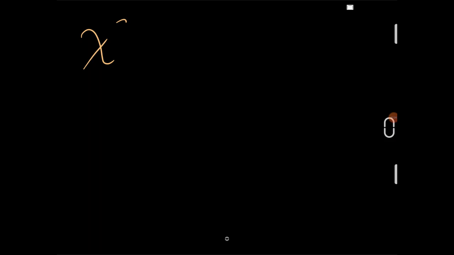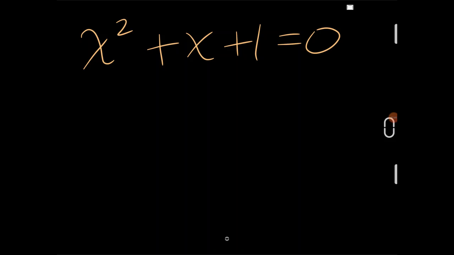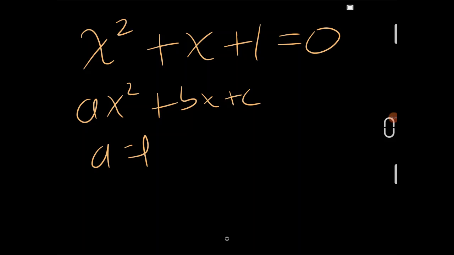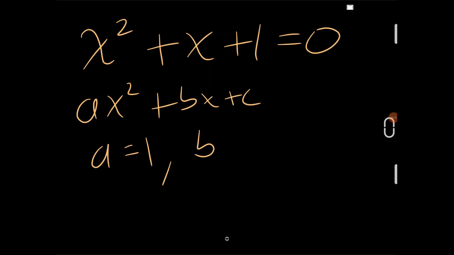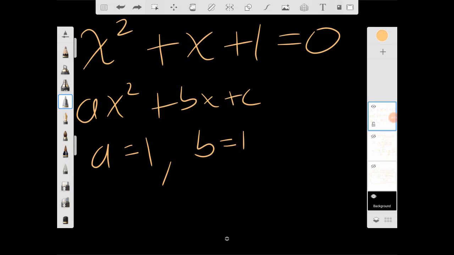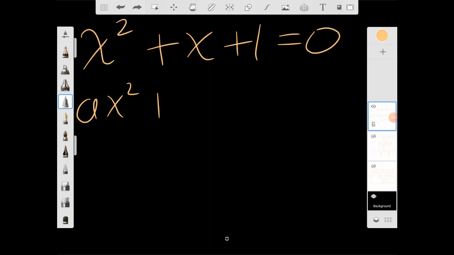Suppose this is our equation: x square plus x plus 1 is equal to 0. Remember our general formula is ax square plus bx plus c. So here a is 1, b is also 1, and c is also 1.